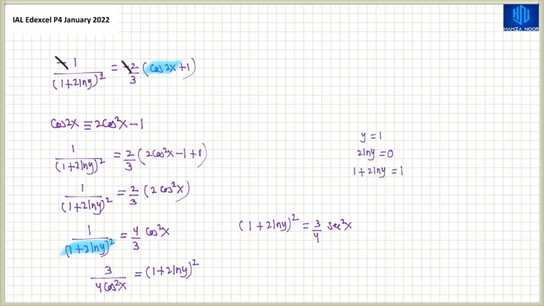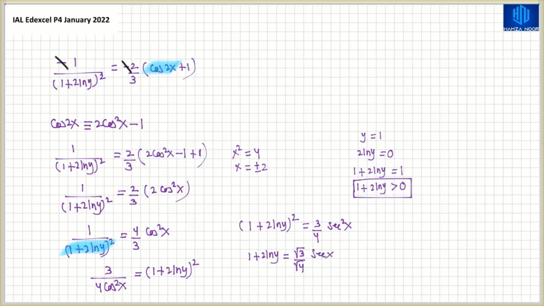Okay, so this means that 1 plus 2 ln y is greater than 0. So this basically eliminates the possibility of having any minus sign on the right hand side of the equation when you square root both sides. As you know, when x square is equals to, let's say, 4, x is equals to plus minus 2. But in this case, we won't have a minus sign after taking square root, because 1 plus 2 ln y is greater than 0 in this case. Okay, so 1 plus 2 ln y will be equals to under root of 3 divided by under root of 4 multiplied by sec x.